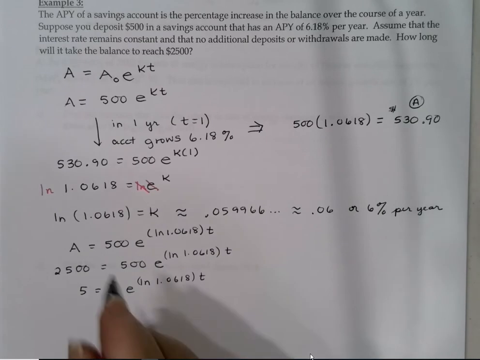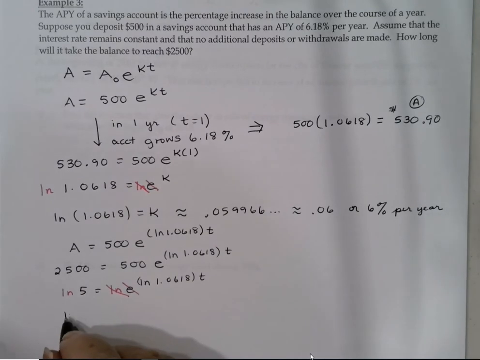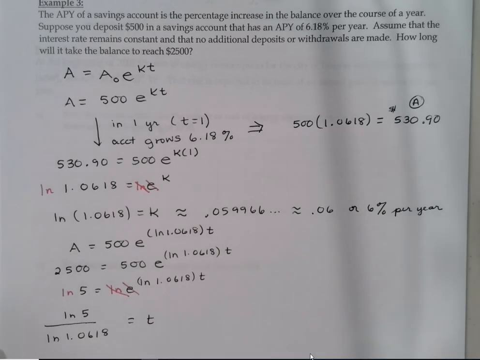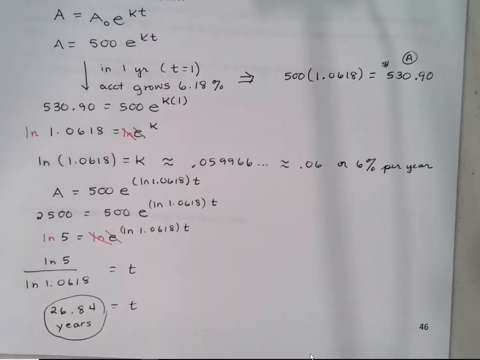And once again, to get rid of that e, I'll just take the natural log on both sides. So I have natural log 5, and I'll have to divide by the natural log of 1.0618 to get the time. And that came out to about 26.84. So, if you don't need that $500 and you can leave it in there for almost 27 years, you will quintuple your money at that growth rate.